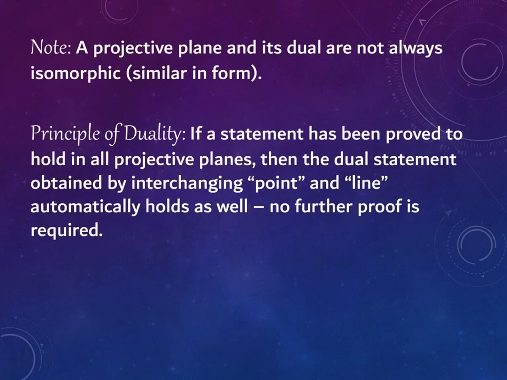The principle of duality says the following: if a statement has been proved to hold in all projective planes, then the dual statement obtained by interchanging point and line automatically holds as well, and no further proof is required, because the dual is itself a projective plane. So whatever you can say about points in a projective plane, you can say about lines in the dual space, and vice versa.